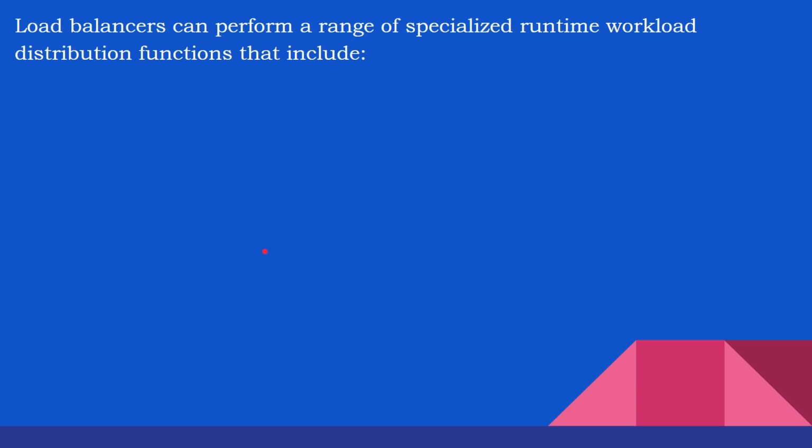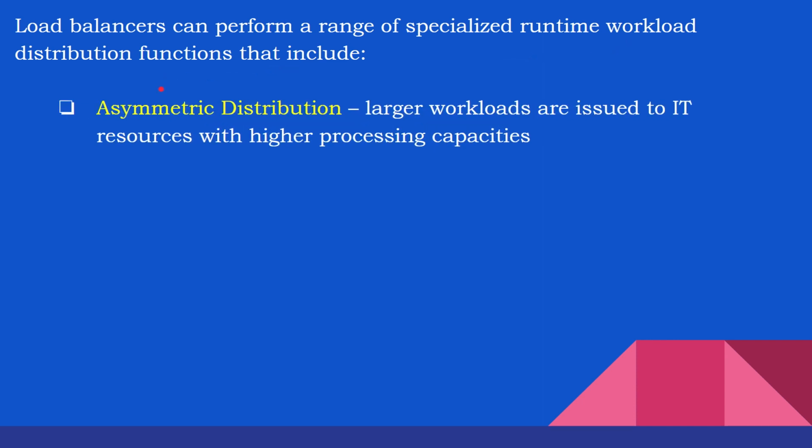Load balancers perform a range of specialized runtime work distribution functions that include asymmetric distribution. That means larger workloads are issued to IT resources with higher processing capacities. So whichever servers have the higher capacities will be given the larger workloads. That is called asymmetric distribution. Asymmetric is the opposite of symmetric, so it is not distributed in a similar manner, because heavy workloads are given to heavy processor capacities.